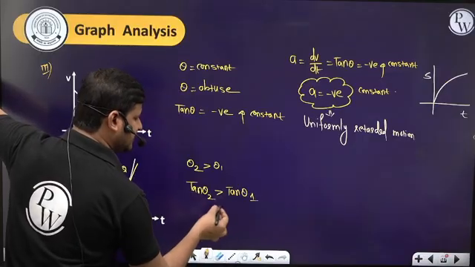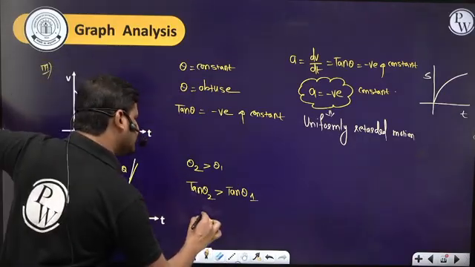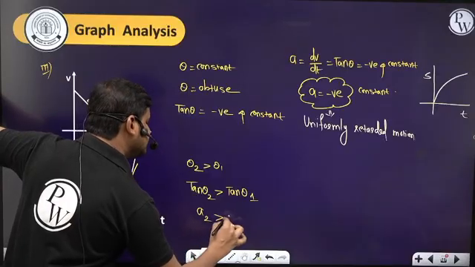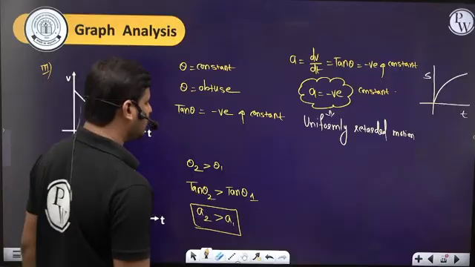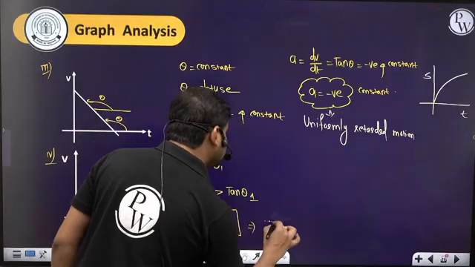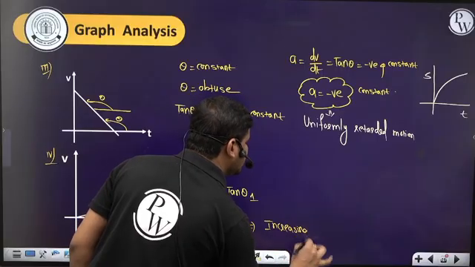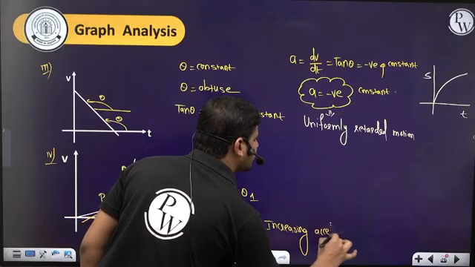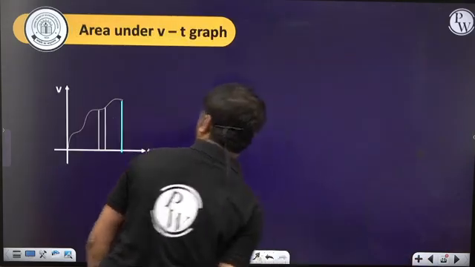So what is tan theta? It is the slope of the VT curve. The slope of the VT curve is nothing but acceleration. So that means acceleration 2 is greater than acceleration 1. So that means the body is moving with increasing acceleration. Understanding? Chalo. So next.